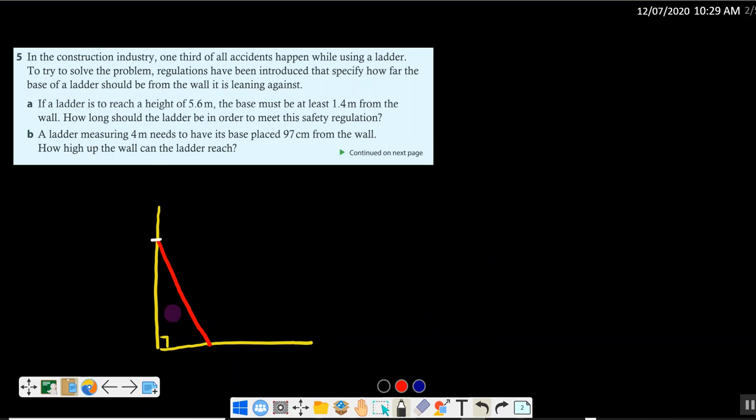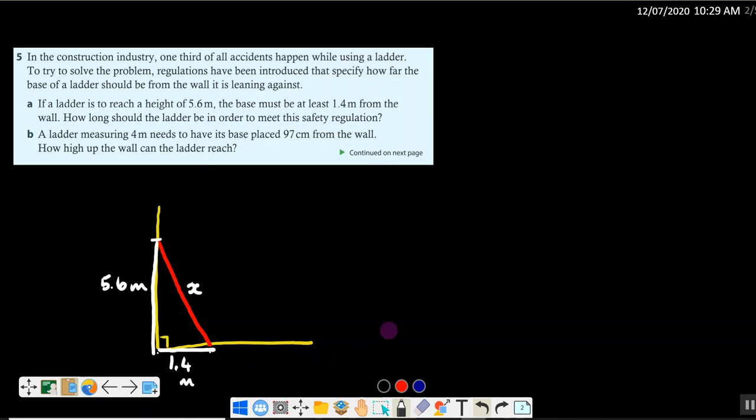It says if the height is 5.6 meters, the distance of the base must be at least 1.4. Any ideas why that would be a requirement? You've used ladders before? Because if it's straight up, it's going to fall back. Yeah, if it's too close to the wall at the bottom, it will just fall. So the ladder has to be a certain length, and that determines the rest. Remember, we said that if the ladder is a certain length, then the further you move it away, the less it will go up. So it says how long should the ladder be?